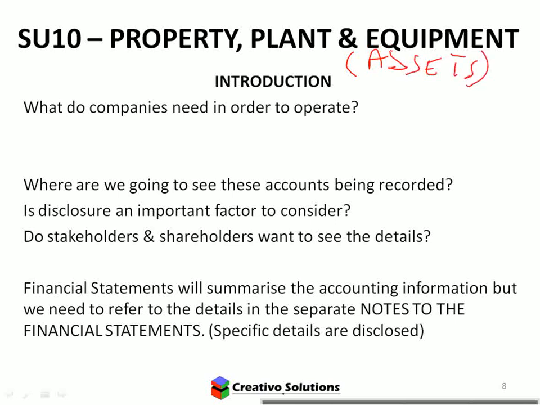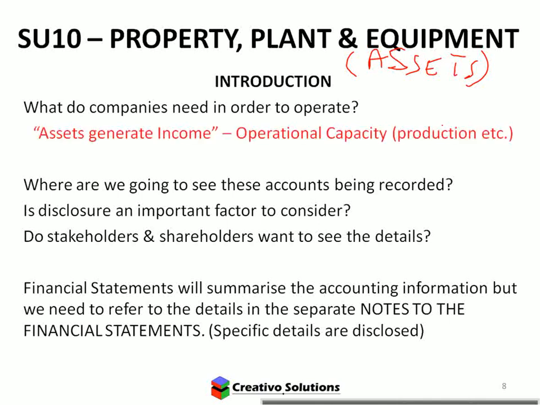Okay, so property, plant, and equipment is considered a non-current asset. Do companies need property, plant, and equipment to operate? Yes, they do. Why do they? It's because of this, operational capacity. Businesses need assets in order to operate. Okay, the more assets we have, the more we can do.